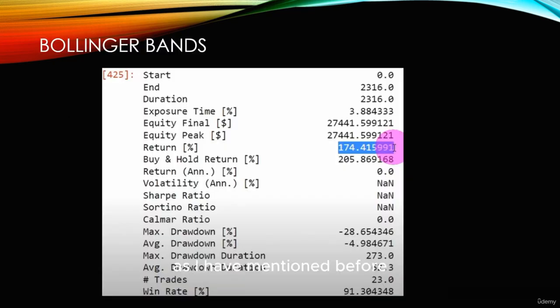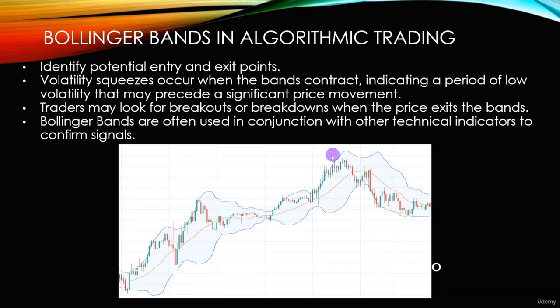As I have mentioned before, this is one of my favorite indicators, and I did try it in an algorithmic trading strategy. This is a backtest with the results, and it revealed around 174% in returns and around 91% of win rate. There are ways of using these indicators. It's very easy to apply them, and they are very helpful and very useful to maximizing our profits.